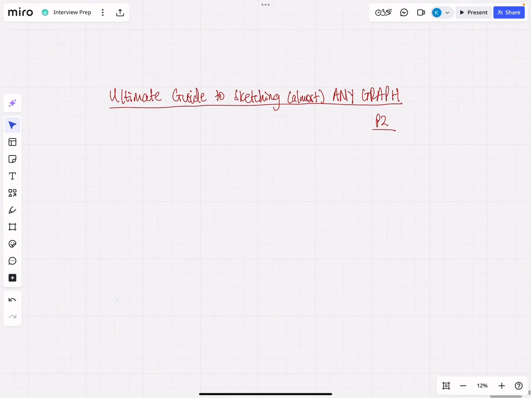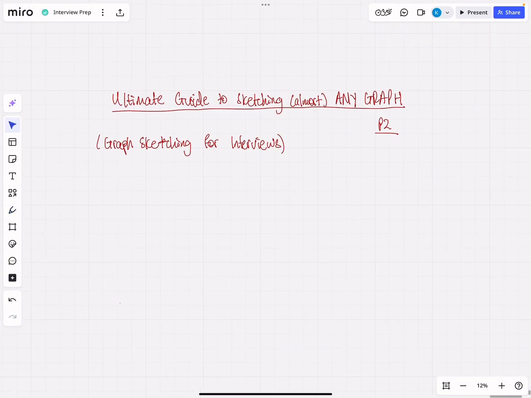This is Ultimate Guide to Sketching Almost Any Graph, Part 2. So today we're going to be focusing on graph sketching, specifically for interviews. This is applicable to anyone that has interviews coming up for subjects like maths, chemistry, physics, economics, stats, any sort of degree that has a heavy maths component. This might be really useful, but probably more so for people doing maths or maybe physics. So do take that with a pinch of salt, because we're going to get into quite technical things here.